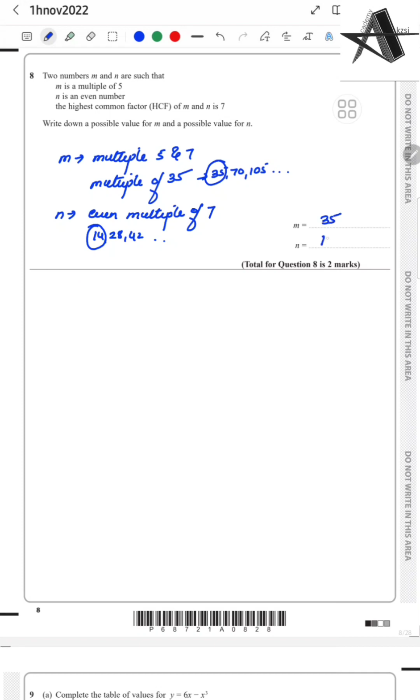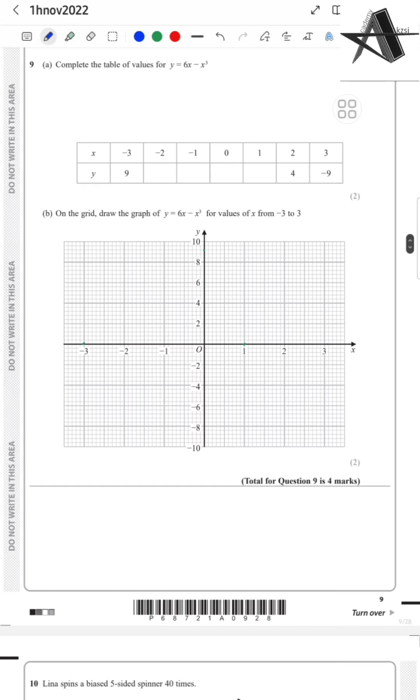So what are the possible values? 35 and 14. Complete the table of values for y equals 6x minus x cubed. You only need to substitute the values of x that are already given in the table and find the value of y. So substitute the value as -2 first in place of x. y is equal to 6x minus x cubed. In place of x put -2: 6 into -2 minus (-2) whole cubed. This is minus 12 minus minus 8, so minus 12 plus 8 is minus 4.